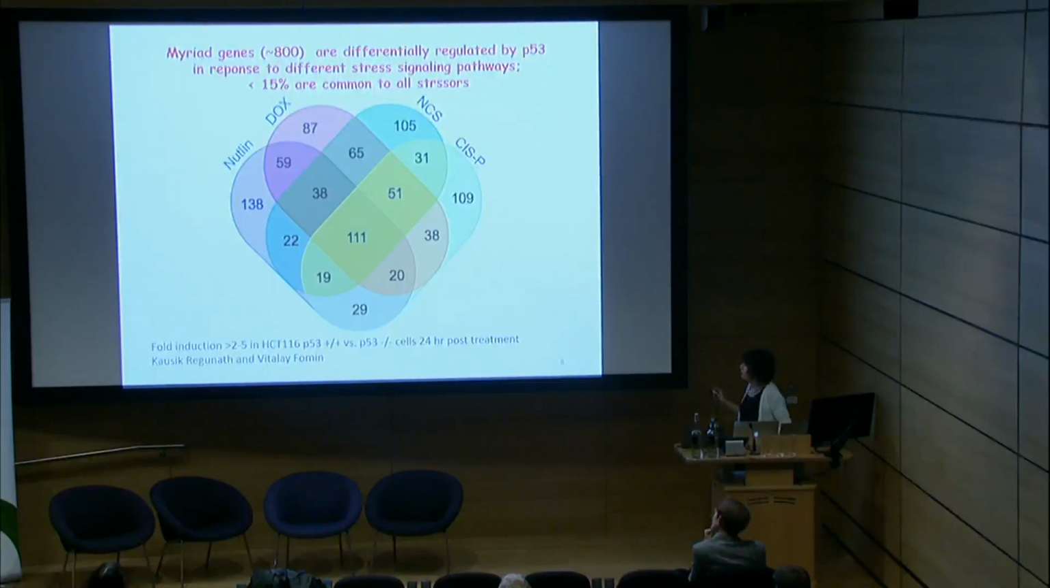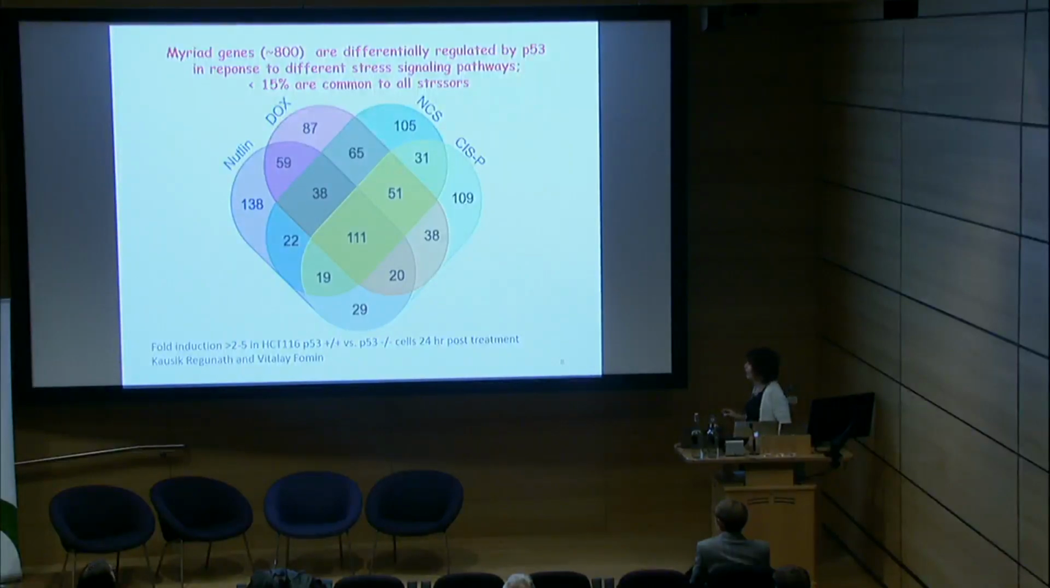And so here's an experiment that was done by two members of the laboratory, Kaushik Reghanath and Vitaly Fomin, who basically just took two isogenic cell lines that are very extensively used in the P53 field. These are colon carcinoma cells that are wild type for P53, but from which P53 was deleted many years ago, pre-CRISPR. Now it's possible to knock P53 out with considerable ease. In fact, we've remade these cells. These are P53, therefore essentially null cells.